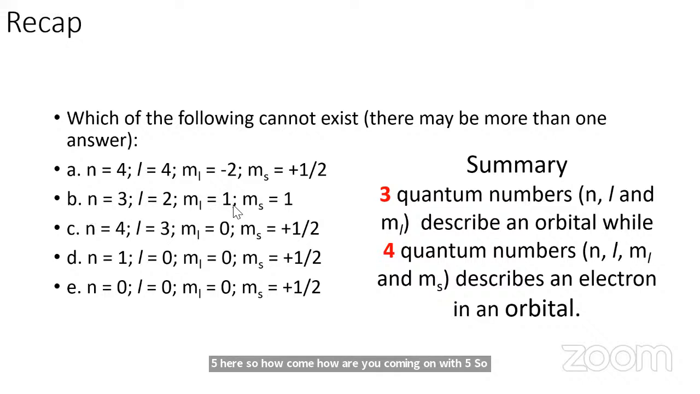So B cannot exist because MS will take a value of what? Plus half or minus half. That is spin up electron or spin down electron. So MS cannot be equal to 1. So A cannot exist because L cannot be equal to 4 when N is equal to 4. Then B cannot exist because MS cannot be equal to 1. Now let's go to C. Can C exist? Fast. Please, we have to be faster.